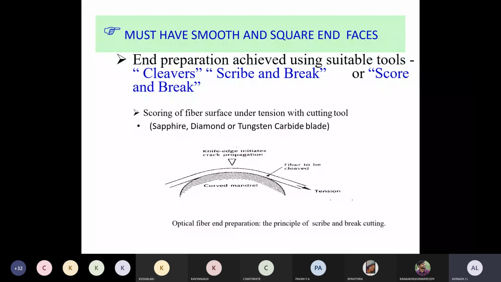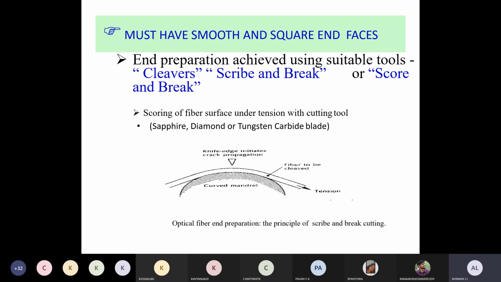So once we do it, it must have smooth and square end faces. Your end preparation is achieved by using suitable tools called cleavers, scribe and break, or score and break. These are the different tools we have in order to perform the jointing or the fiber splicing. Scoring of the fiber surface under tension with a cutting tool, that is what is shown in the diagram.